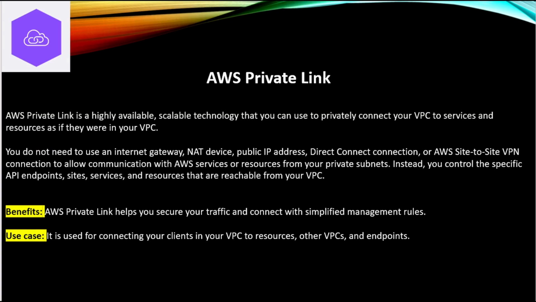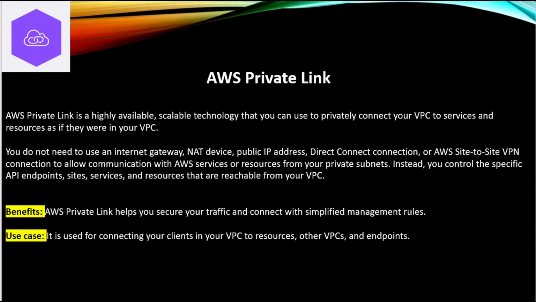Third one is AWS Private Link. This is the secret passage. It lets you connect to other services as if they were inside your own VPC without ever touching the public internet. AWS Private Link is a highly available, scalable technology that you can use to privately connect your VPC to services and resources as if they were in your own VPC. You don't need to use an internet gateway, NAT device, public IP address, Direct Connect, or AWS site-to-site VPN connection to allow communication with AWS services or resources from your private subnets.